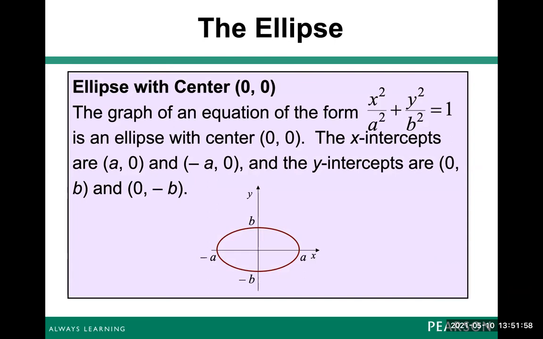And I just want to point out that this equation is very similar to the equation of a circle. If you replaced both a and b with r, you would get x squared over r squared plus y squared over r squared equals 1, which is the same thing as x squared plus y squared equals r squared. So that's a circle with center (0, 0) and radius r.